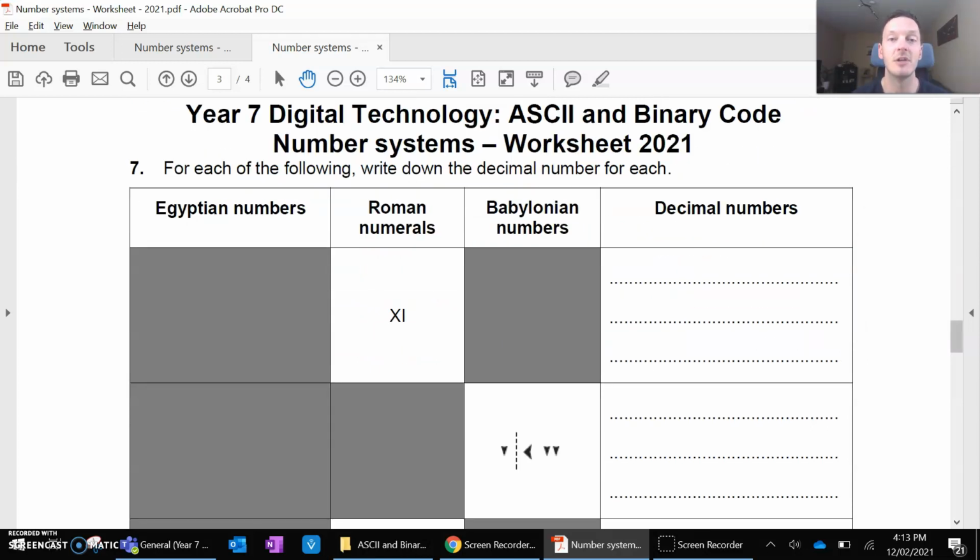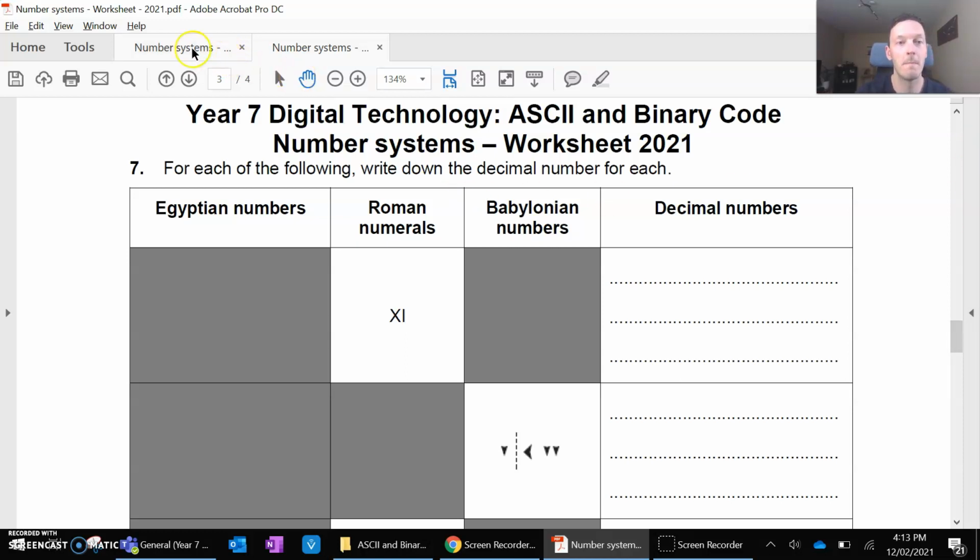And then this final page here, we actually go backwards. So instead of me giving you the number and you working out what that is represented in another system, I give you the other system and you tell me what that is in what we know every day, which is called decimals. So we're going to do this first one together. All right, so this is a Roman numeral system. We look at how we do this: xi.